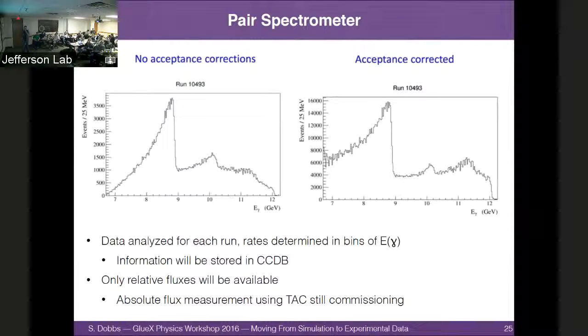This is just the technique, and you won't have to do this sort of analysis. What will happen is that, at least to start out with, for this summer, we're going to get data that won't necessarily give you an absolute photon flux, but at least the relative photon flux in each bin. That will make it easier to combine data from different runs, and it'll be stored in the CCDB. Eventually one will want the absolute flux, which is done by another measurement that I won't go into, but that procedure is still being commissioned.